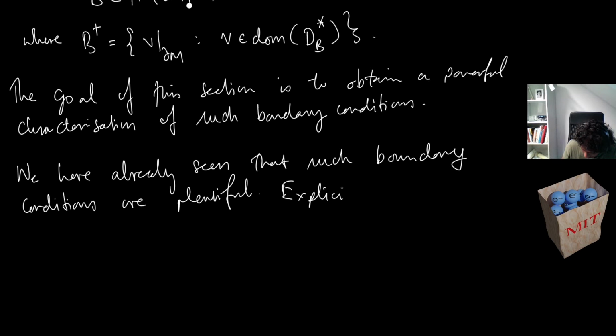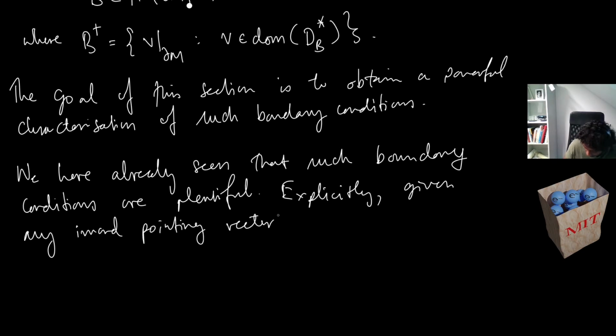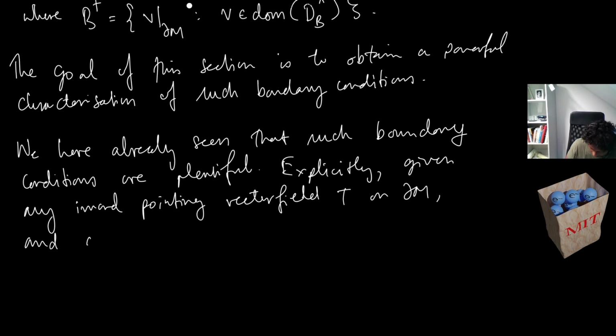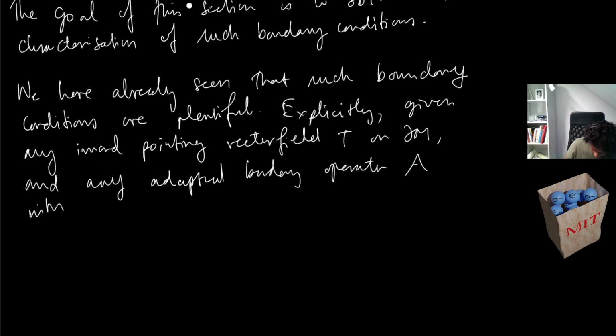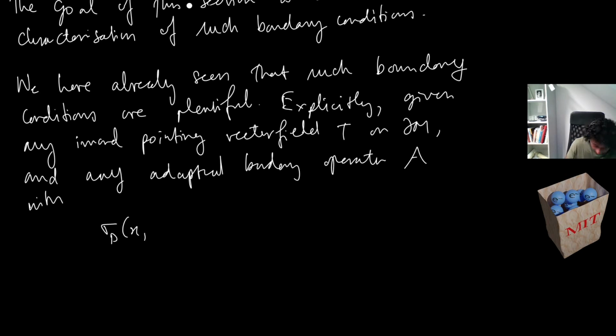So explicitly, given any inward pointing vector field T on partial M, and any adapted boundary operator A satisfying the principal condition that we want with respect to this vector field T, so this is dt inverse composed with dx psi, right?